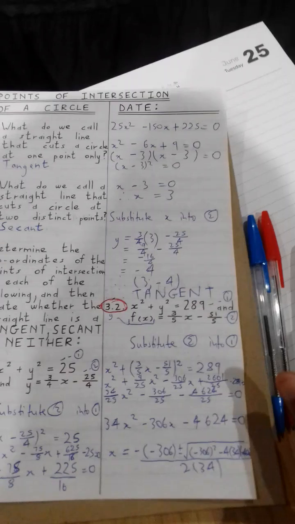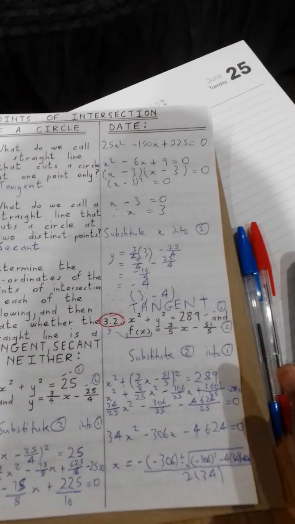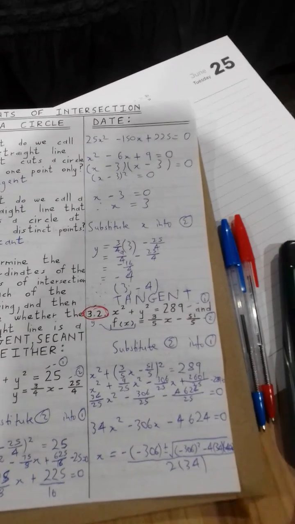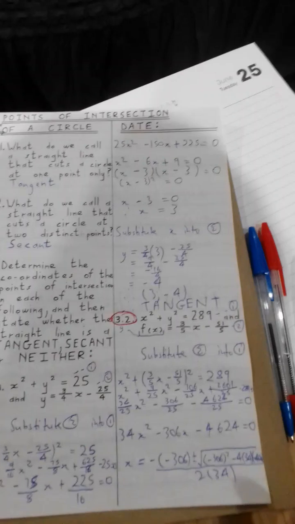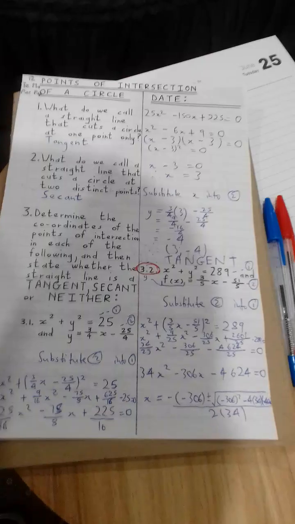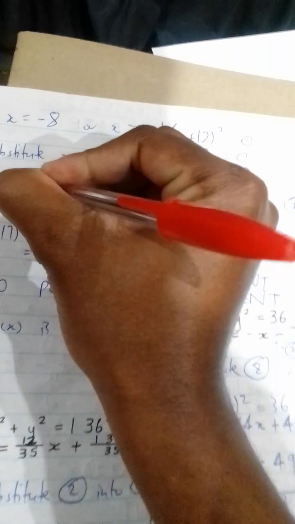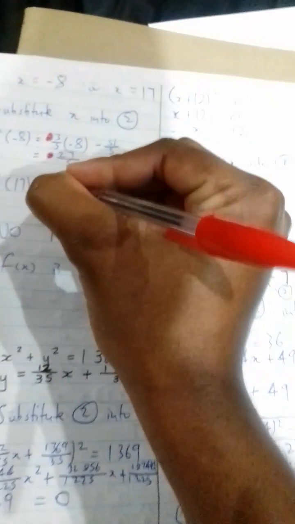Negative 8 once again. Negative 17. It's 3 over 5x minus 51 over 5. That's where my mistake was. So this is not there. For 3.2, this is not there. My mistake. Now I see.